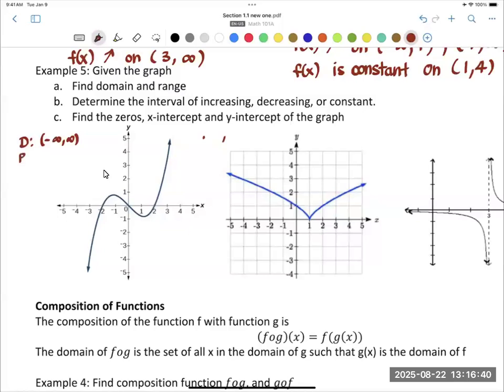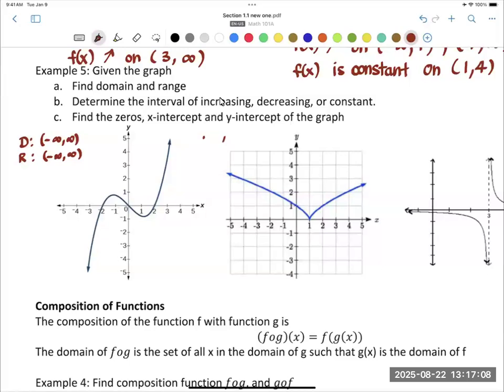And how about the range? From the left of the function, you can see the arrow is pointing down, and on the right, the arrow is pointing up. It means the function will go forever to negative infinity of the y value and positive infinity of the y value. So the range is going to be negative infinity to positive infinity. Okay, so that's how you determine the domain and range from the graph.